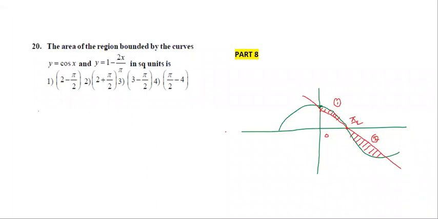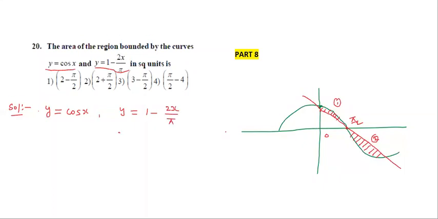What are the given conditions? The area of the region bounded by the curves y is equal to cos x and y is equal to 1 minus 2x by pi. So they are given two curves. Y is equal to cos x means the cos x curve we know very well. And one straight line is given, y is equal to 1 minus 2x by pi.